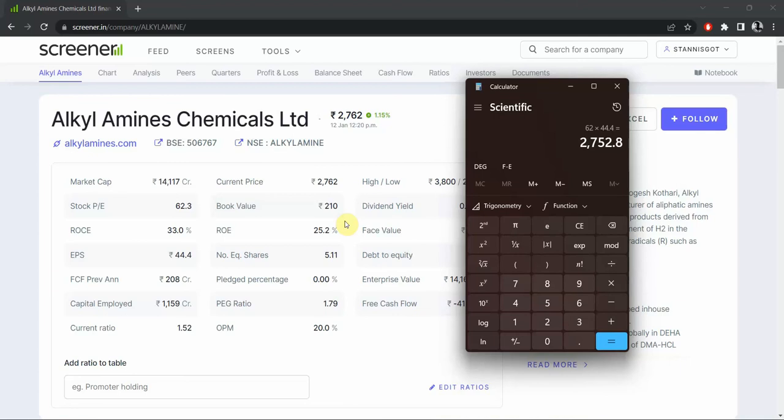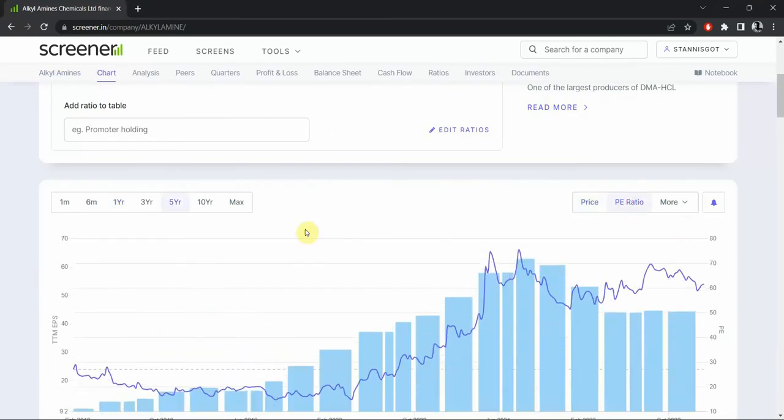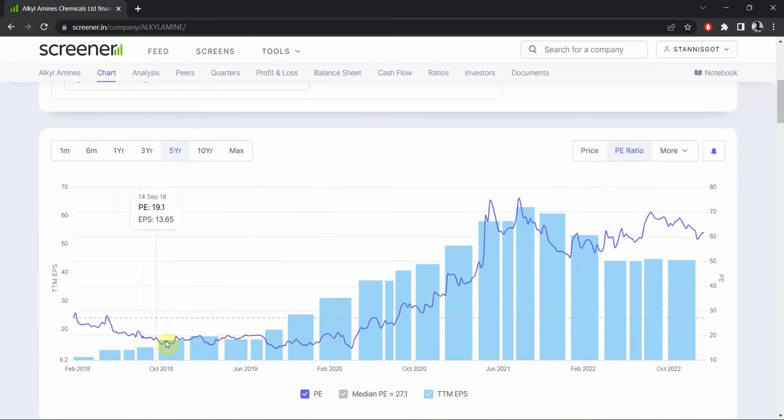So what is this PE re-rating and why does it happen? If you look at the PE of this particular stock, Alkylamine, in 2018, 2019, it used to trade in the range of 15 to 20. That was the range for this particular stock. And then a huge re-rating happened. The PE went up, at the peak, to almost 75. So why does this PE re-rating happen? PE re-rating usually happens in fundamentally good stocks. Once the big guys start coming in and buying a stock, that is when the PE re-rating for that particular stock happens, right?